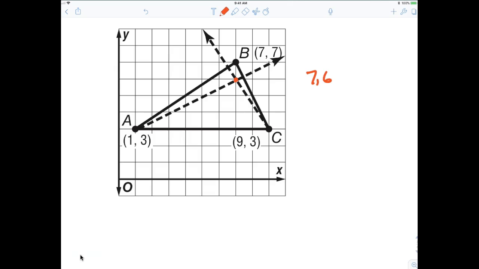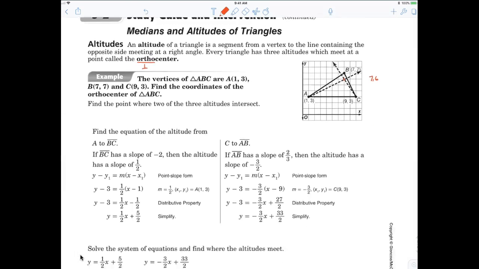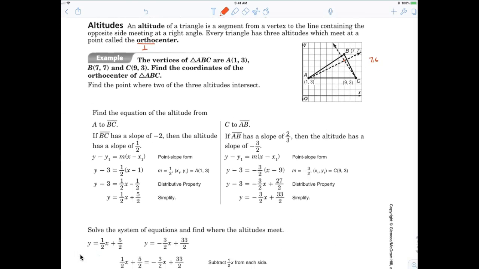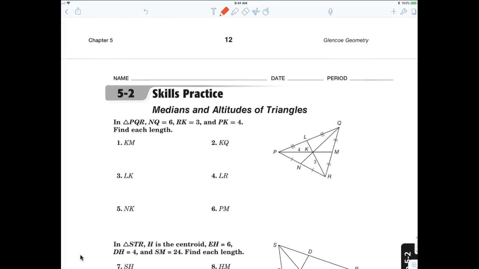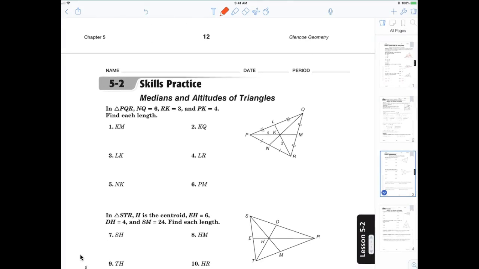All right. What's nice about Notability for this is, because we're using Notability, it can be kind of easy to find that point. So let me try to show you what I mean. I want to find the coordinates of the orthocenter. So let's add some graph paper.